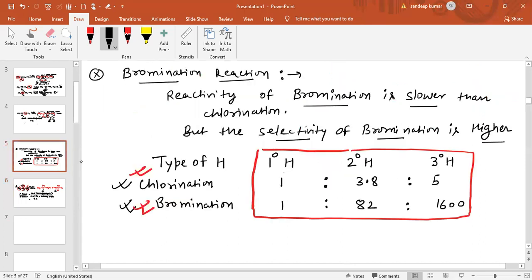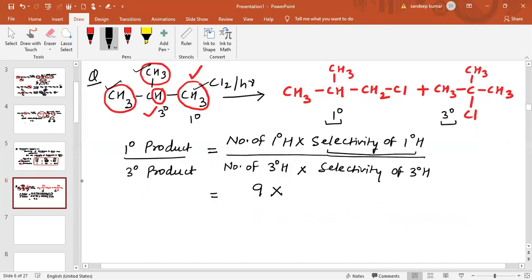The selectivity of 1 degree hydrogen is 1 in chlorination, the selectivity of 2 degree hydrogen is 3.8, and the selectivity of 3 degree hydrogen is 5. You can easily see, the selectivity of 1 degree hydrogen is basically 1. Now see how many 3 degree hydrogens there are. There is only one 3 degree hydrogen.